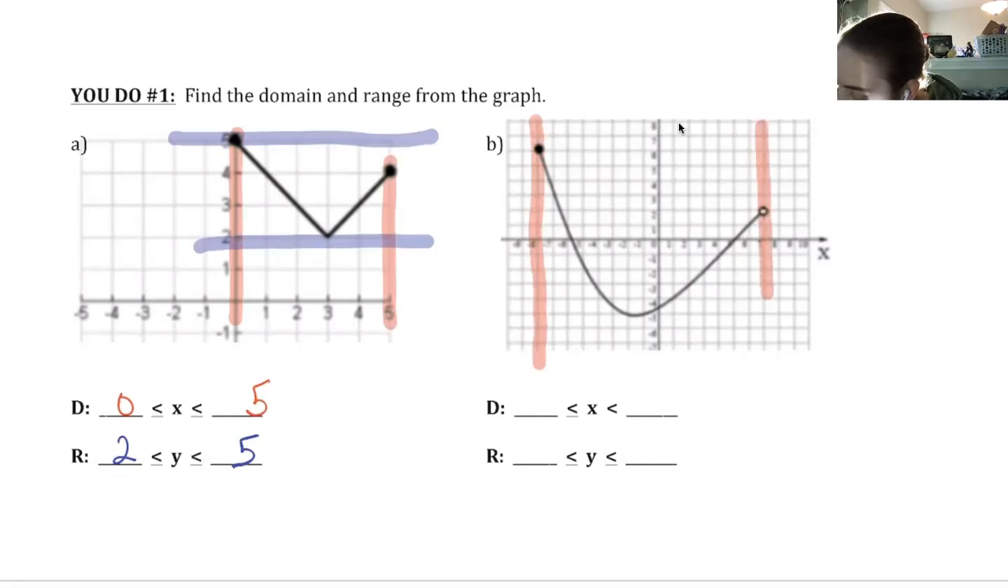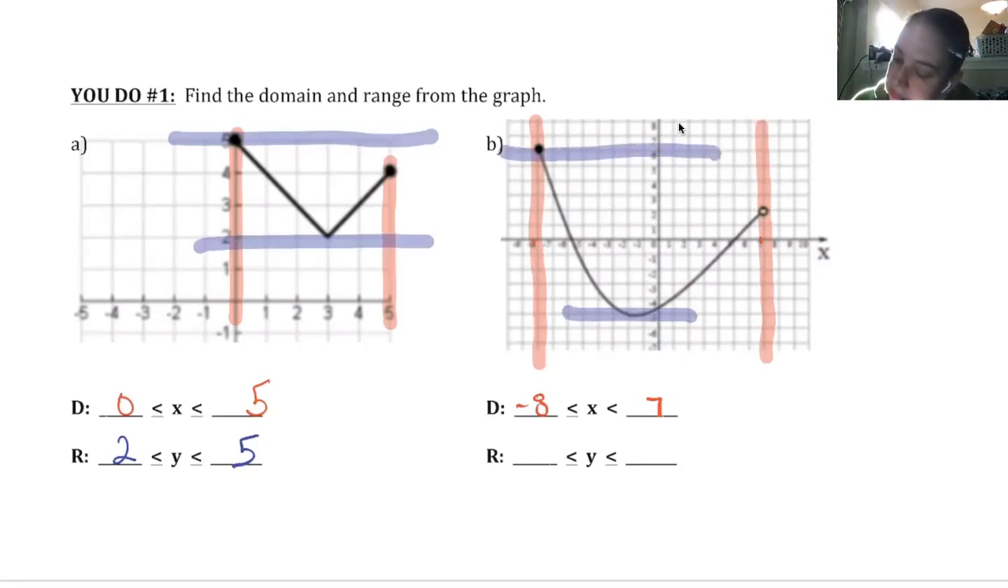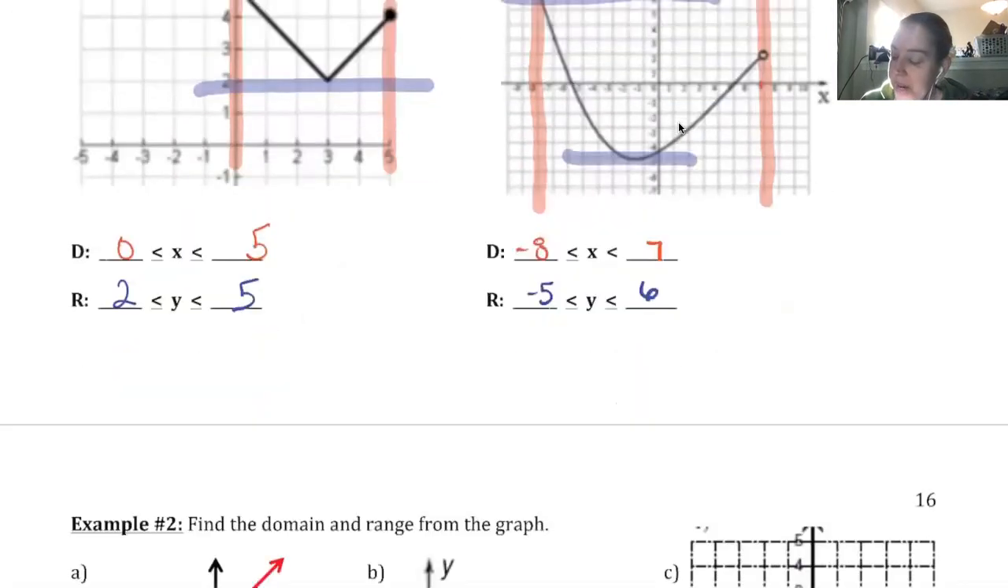Domain on letter B, all the way left and all the way right. Sorry, this graph's a little blurry to read, but we'll do our best. The left-hand value is -8, I believe. And the right-hand value is over here at 7. As low as it goes is -5 and all the way up here to 6. -5 to 6. There you go, domain and range.